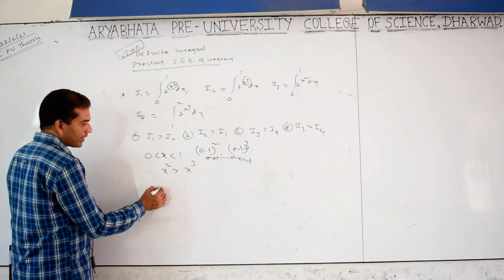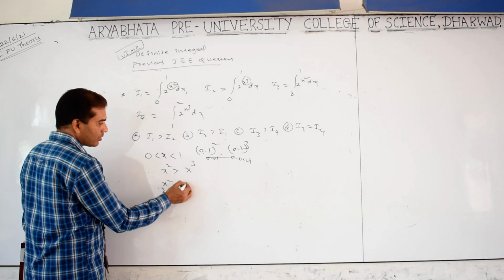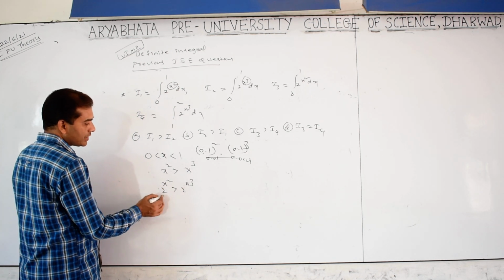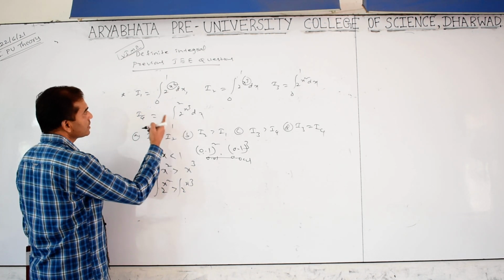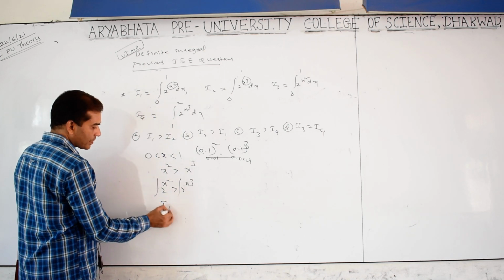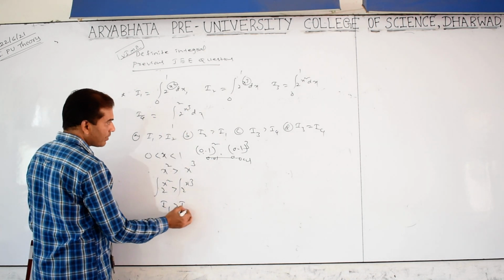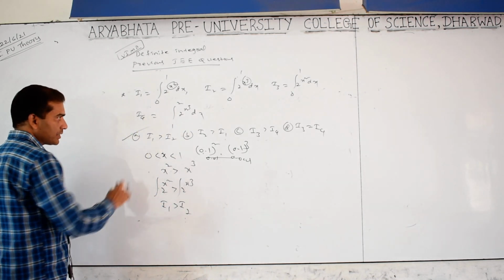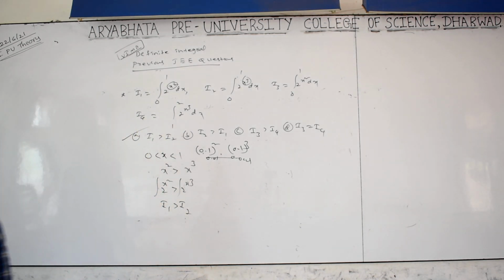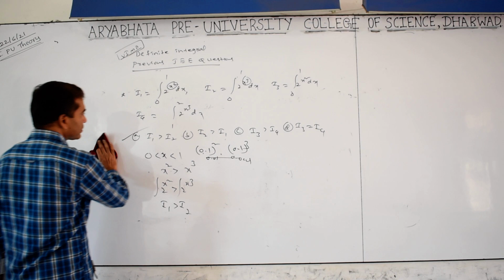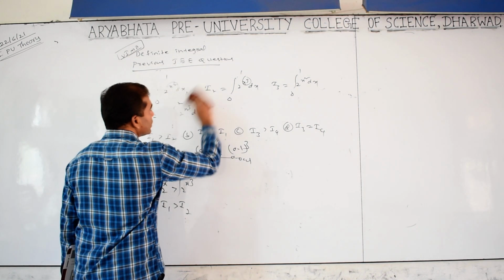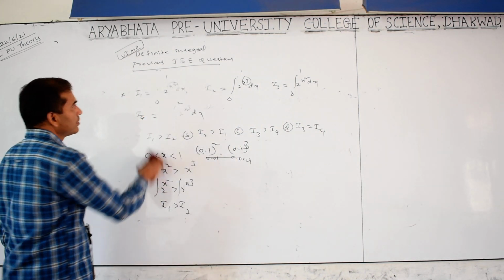And apply power: 2 power x square is greater than 2 power x cube. Then the integration of 2 power x square is I1, greater than this, which is I2. So I1 is greater than I2. Option A is right. Similarly, you can verify this also.